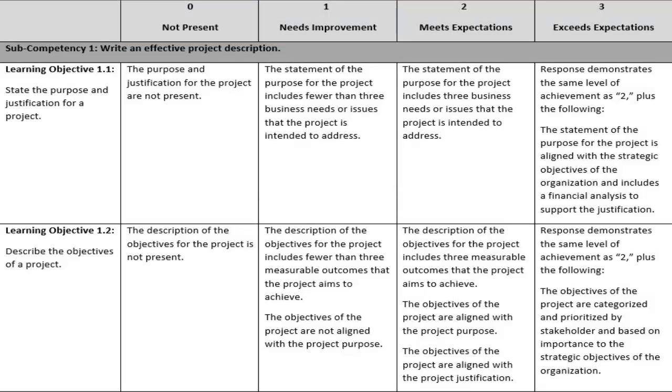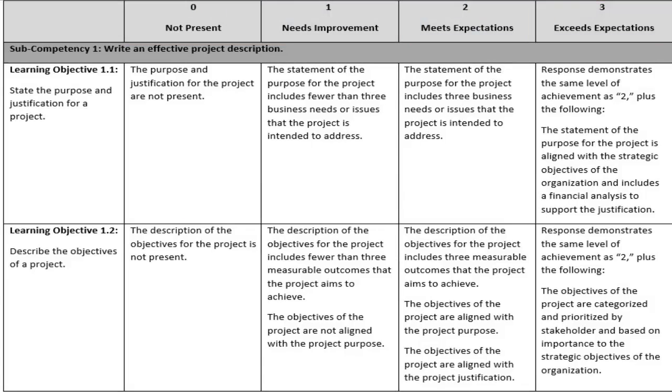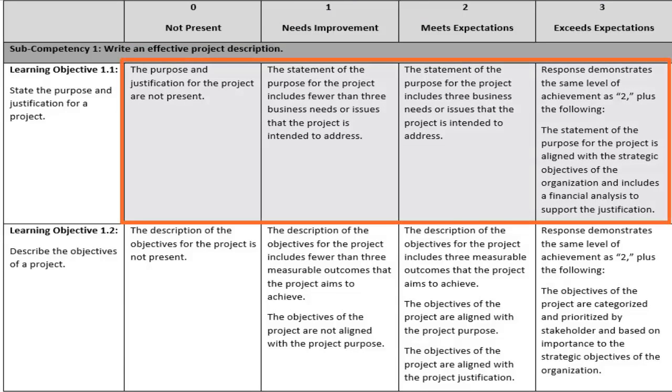A score of 2 is your target for passing the learning objective, although you can strive to exceed expectations with a score of 3. To pass a competency, you must receive a score of 2 or 3 for every learning objective. If you score a 0 or 1, you will have the opportunity to revise that part of your assessment. The cells within each row provide detailed criteria for each learning objective across the performance levels.